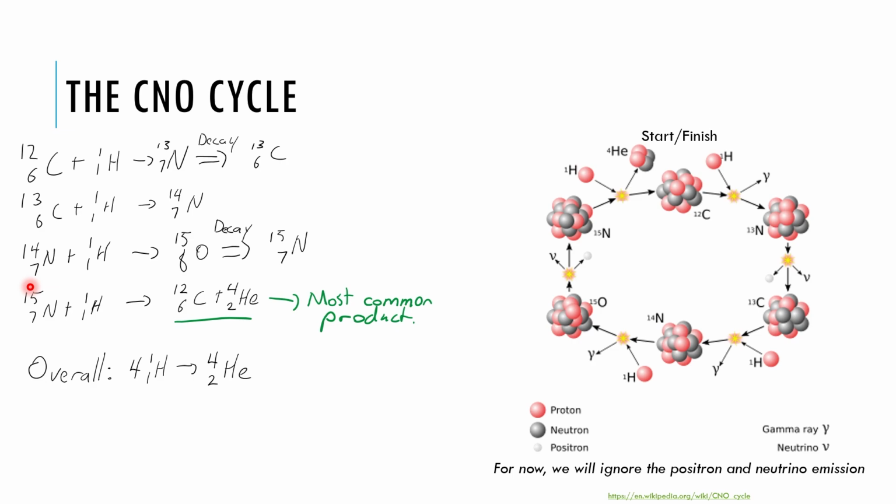Now, from this process, there are also other products that aren't just our carbon-12 and helium-4. However, this is the most common product and is one of the more basic versions of the CNO cycle, and is the one that we're going to learn about and analyze. But just bear in mind that there are other processes that can happen here too. This is not the only one.